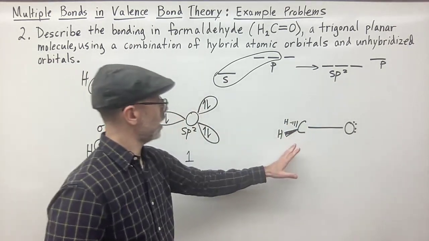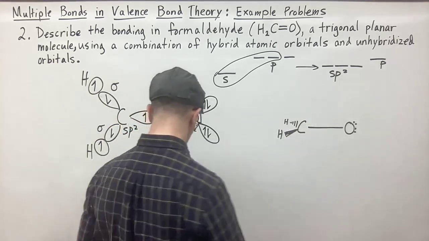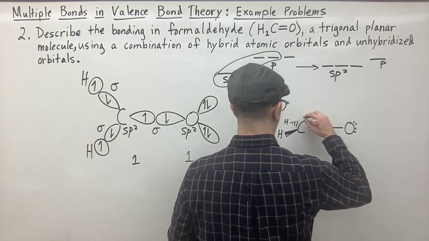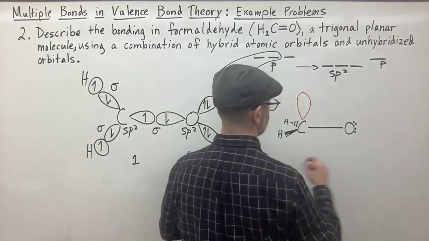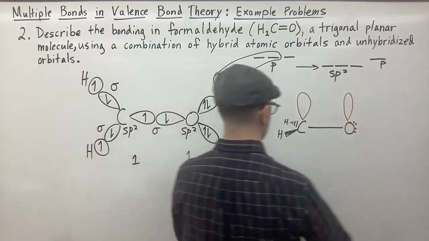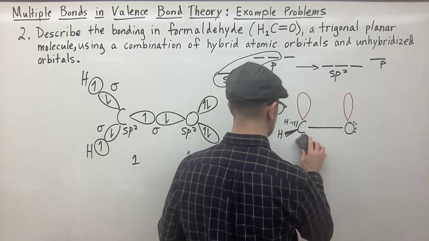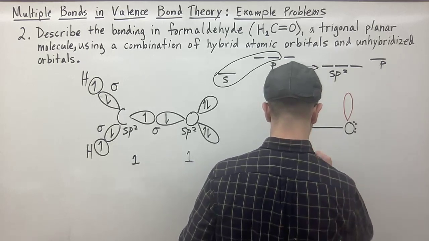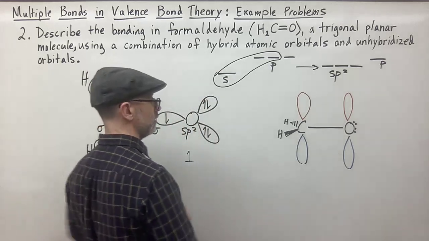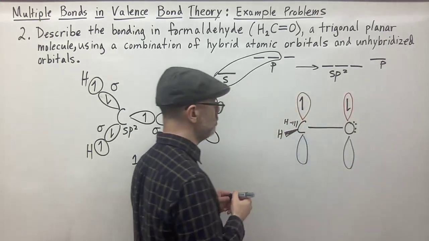And so our unhybridized p orbital is going to be perpendicular to the plane. That's going to be our pz orbital. So again, I'm going to put the orange on top. So the orange lobe is going to go on top, and the blue lobe is going to go on the bottom. Let me make that bigger. Okay, and so then each of these is going to have one electron. So spin up, spin down.